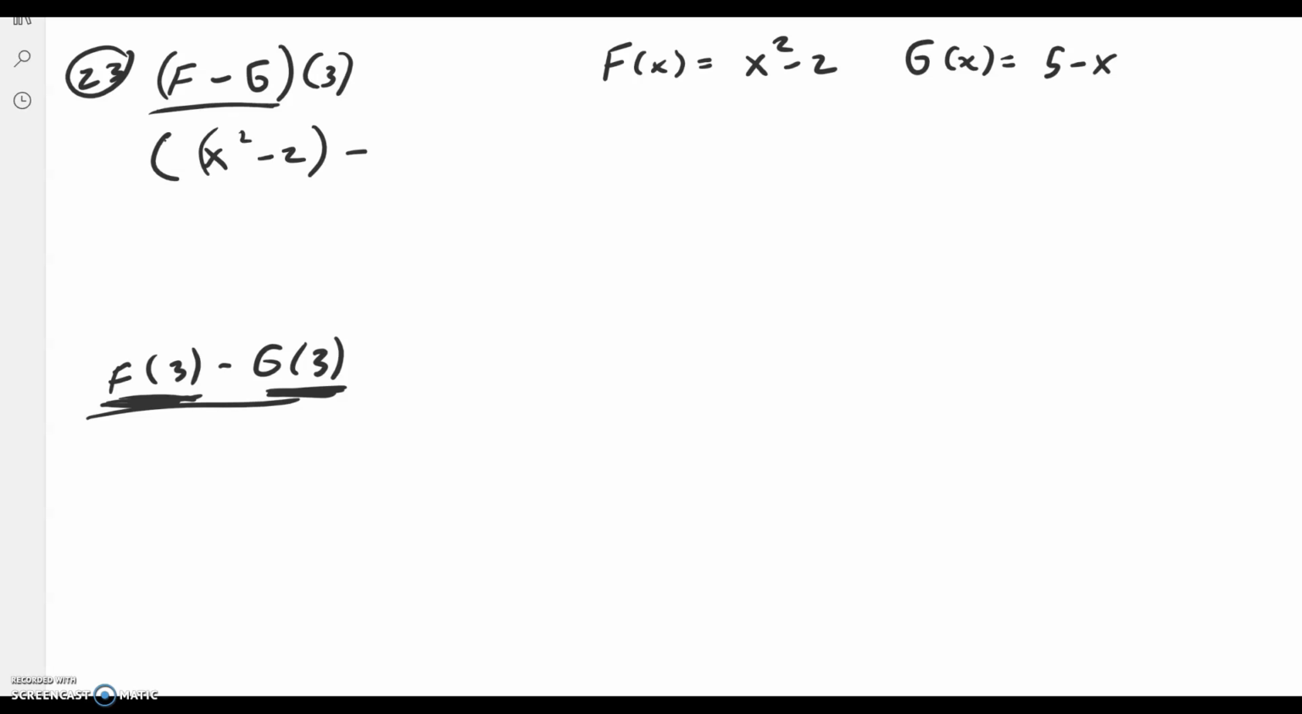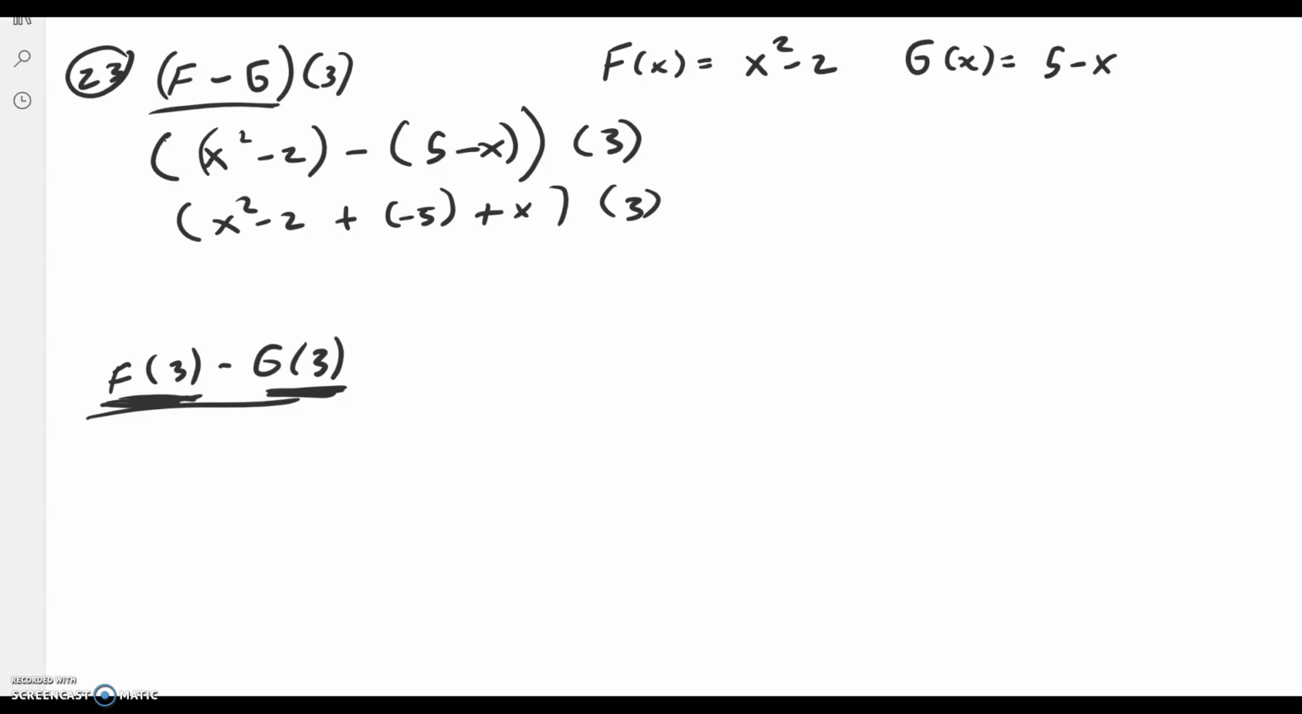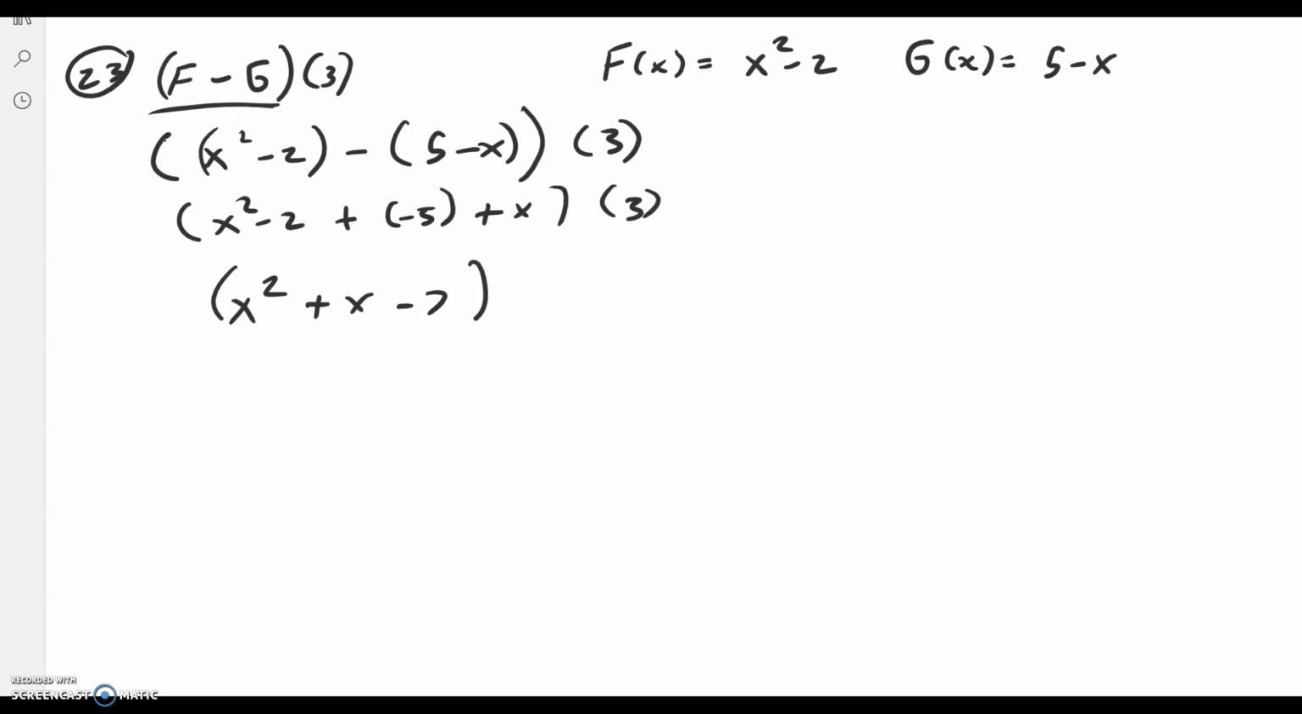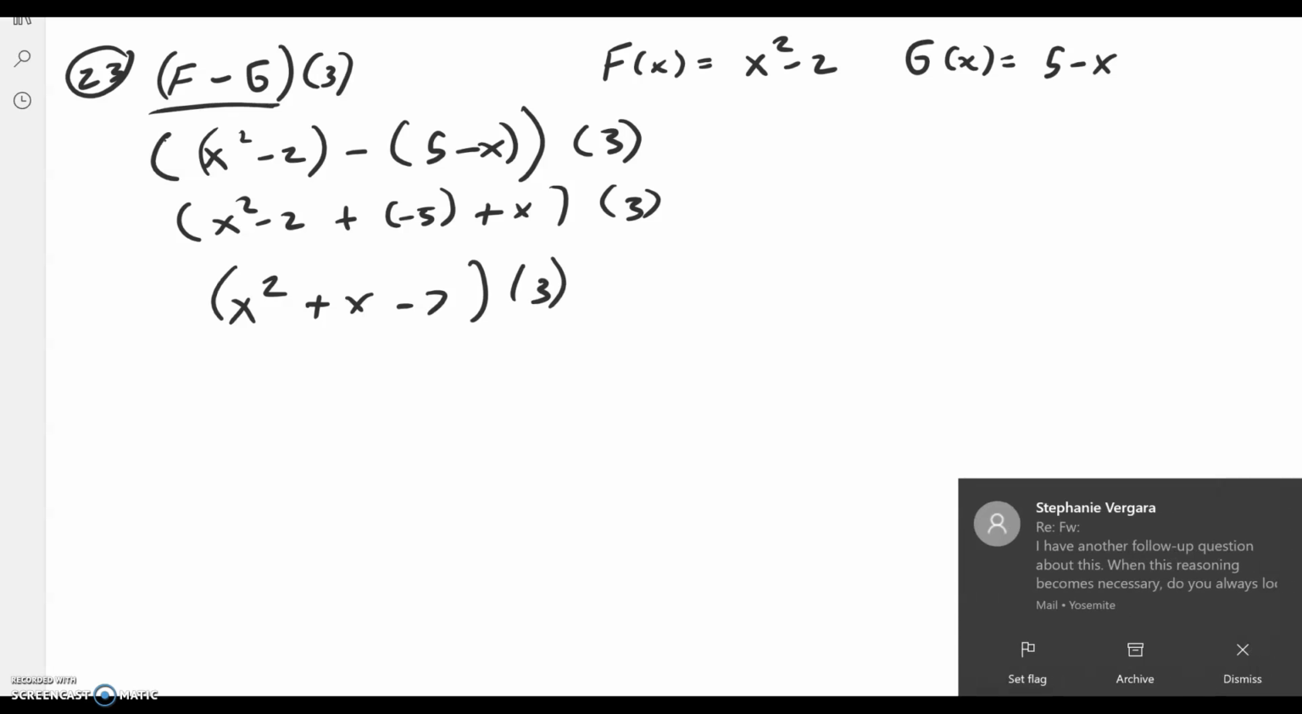That's the function f, and we're going to subtract the function g from it, and when we get all done subtracting, we're going to stick in a 3. So let's continue. Subtracting means adding the opposites. I'm now going to erase this because I want the room. So now we have x squared, plus x, and minus 7, and now we're going to evaluate that function at 3.